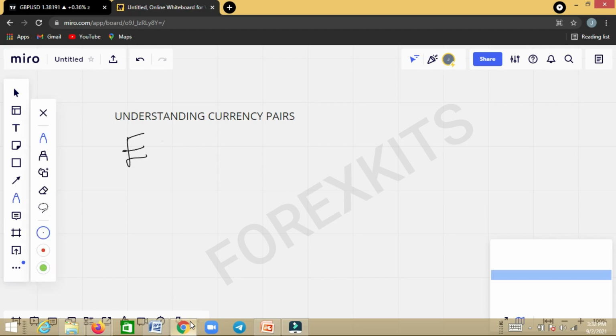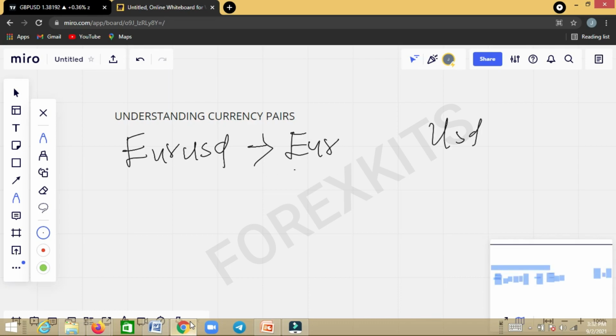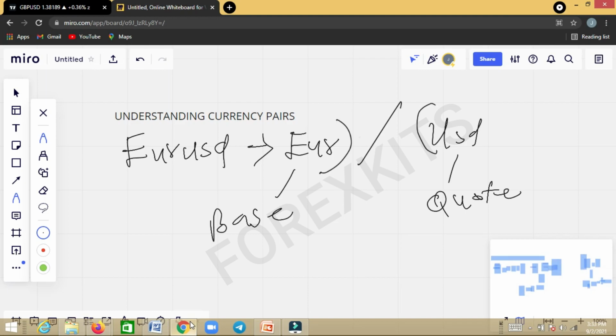So Euro USD. Our base currency is what? Euro. Our quote currency is what? USD. So this is the base, and this is the quote currency. This is the one to the left, this is the one to the right. It might be divided by a slash or just a space, or sometimes nothing at all.